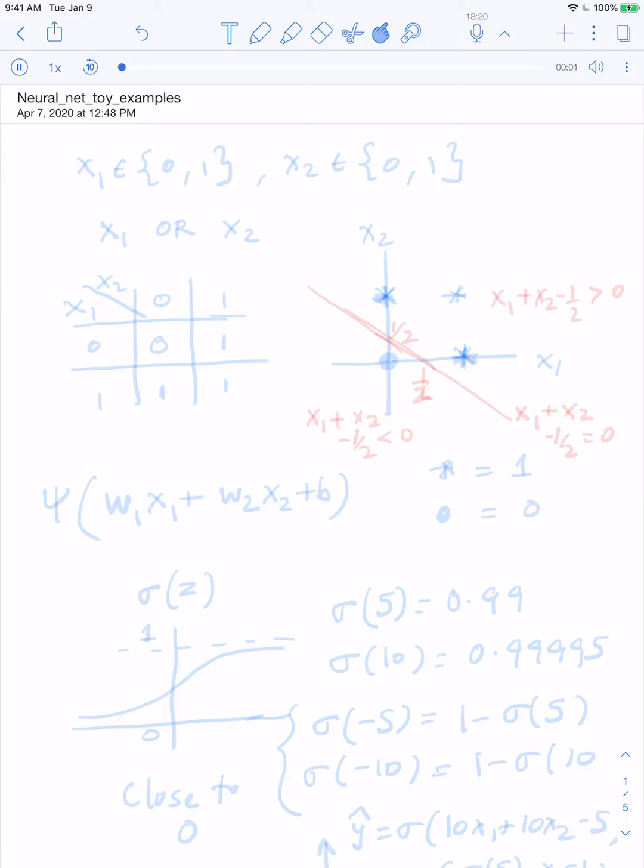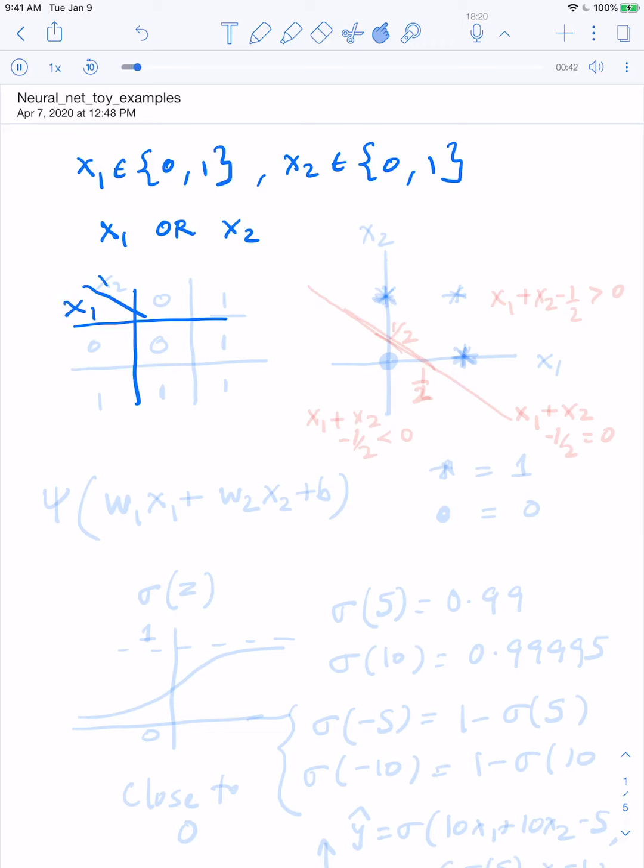So before talking about how to adapt neural networks, let's just do a few toy examples to see how they could implement classification functions. Let's start with some simple Boolean functions. Suppose I have two Boolean variables, x1 taking values 0 and 1, and x2 taking values 0 and 1. And suppose we want to implement x1 or x2. So let's write down the table for that.